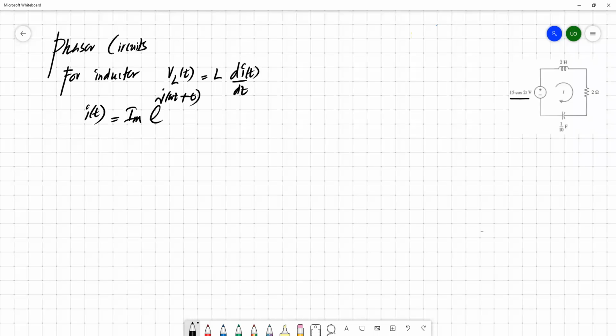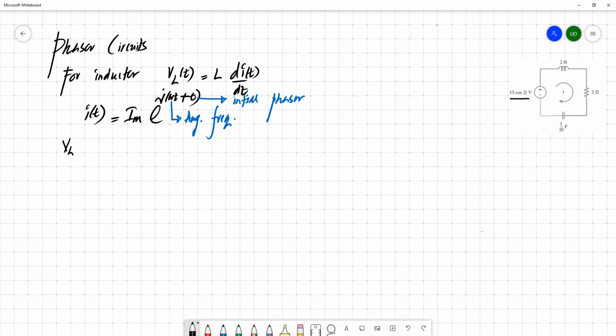So this particular current has an angular frequency of omega and an initial phase shift of theta. This is the angular frequency, and this is the initial phase shift. Okay, so if the current is Im e to the power j(omega t plus theta), we can evaluate the induced voltage across this inductor.